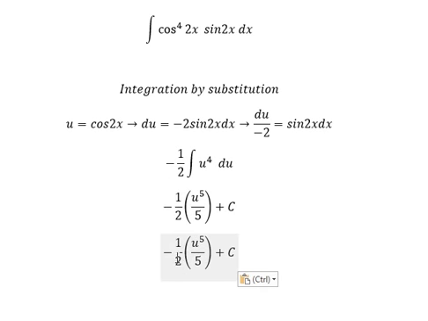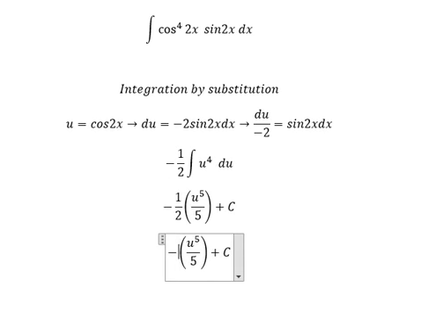Number 2 and number 5, we will have number 10. About u, that's cosine 2x.